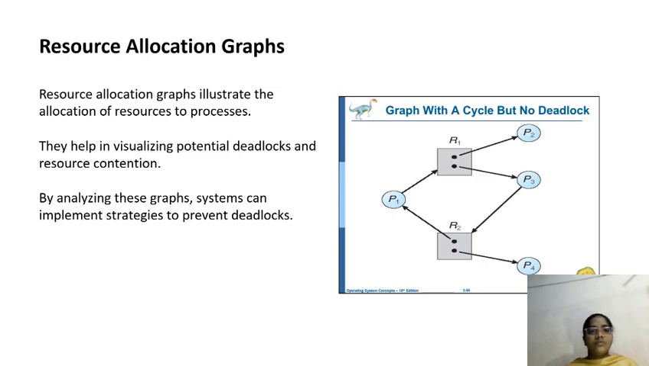Next, I'm going to explain resource allocation graphs. We can observe a graph with a cycle but no deadlock. Here we can observe the particular graphs. Resource allocation graphs illustrate the allocation of resources to processes. They help in the visualization of potential deadlocks and resource contention. By analyzing these graphs, the system can implement strategies to prevent deadlocks.